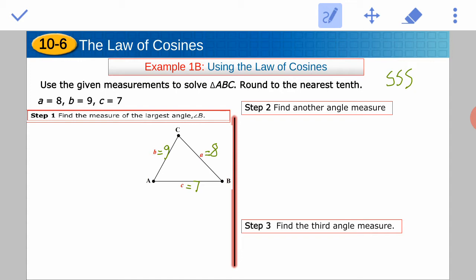Once you see SSS, you recognize that the law of sines is not helpful at all, and you're going to use the law of cosines. Let's start with finding the largest angle, and everybody knows that the largest angle is always opposite to the longest side. The longest side is 9, so I expect the measure of B to be the largest among the three angles. So let's get started with finding this angle using the law of cosines.